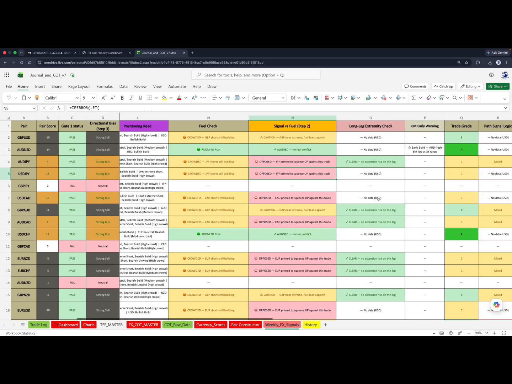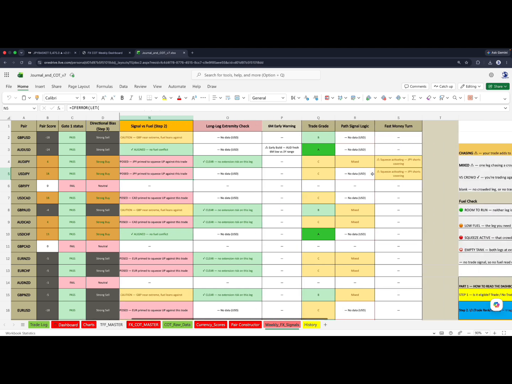And you then get a long leg extremity, but you don't get that on the US dollar pairs. You only get it on non-US dollar pairs. Same for the 6-month early warning, which looks at a 6-month window look back rather than a 3-week or a 3-year.